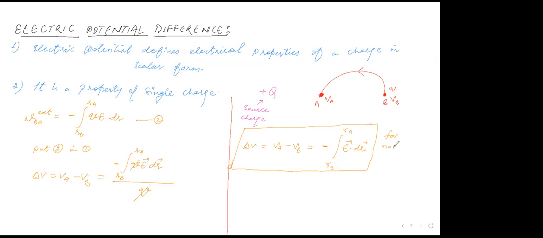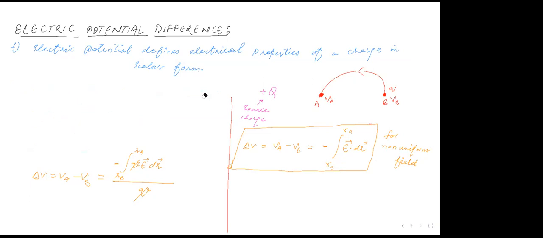You can write here for non-uniform field. Are you clear? Have you noted it or not? Good. Now suppose that your electric field is constant in this equation. Then what will happen here?